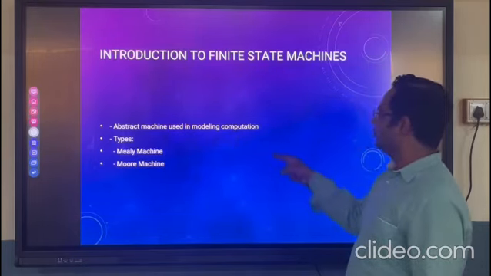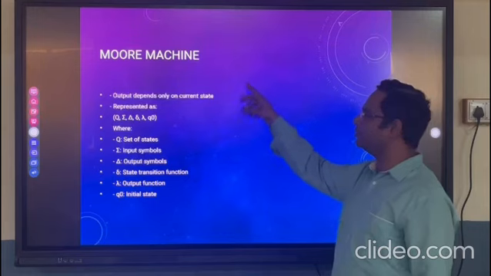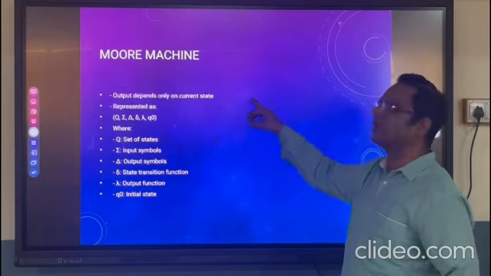So here are the tuples of the Moore machine. About the Moore machine, in the Moore machine, output depends only on the current state.